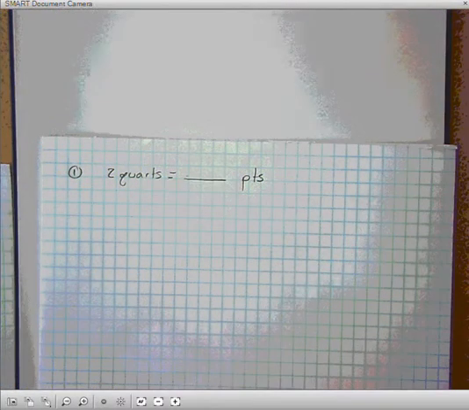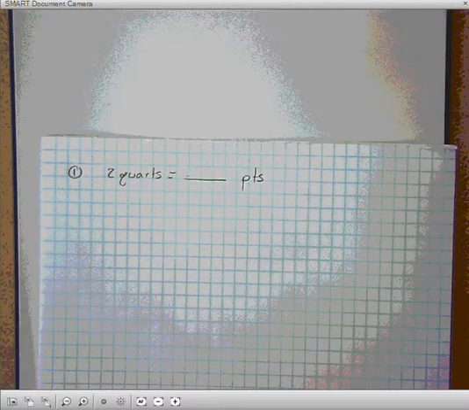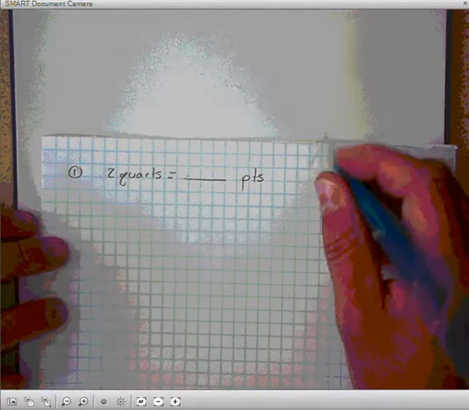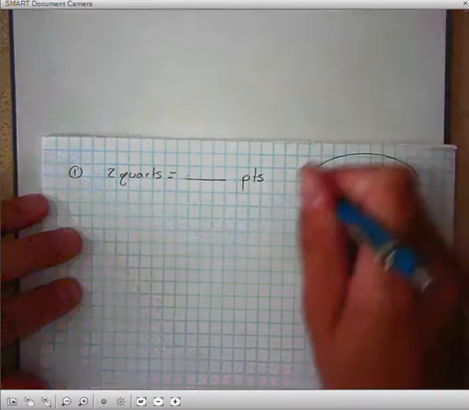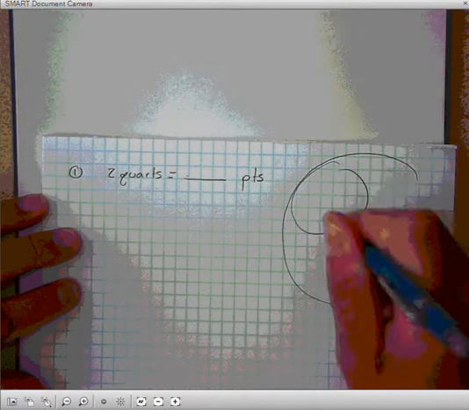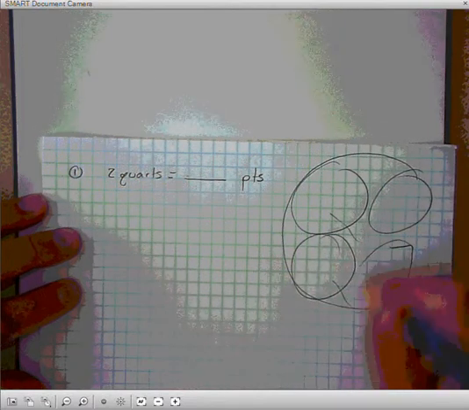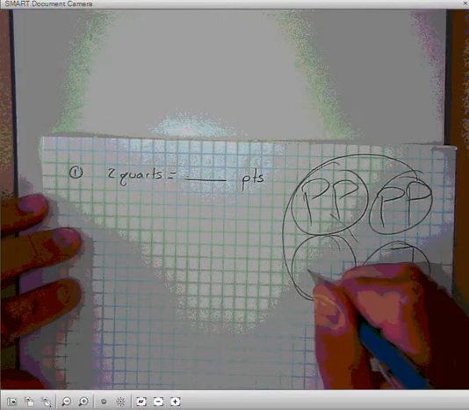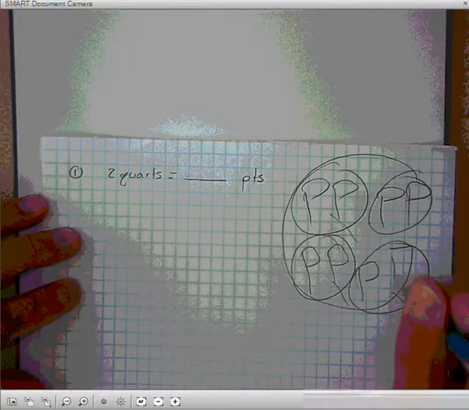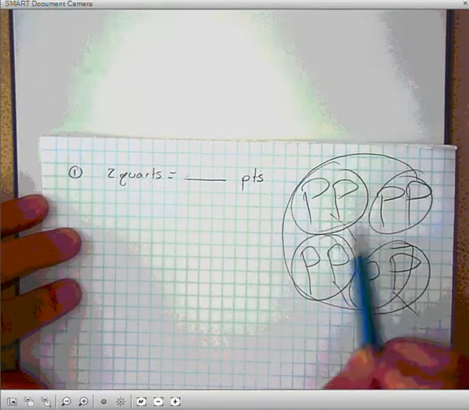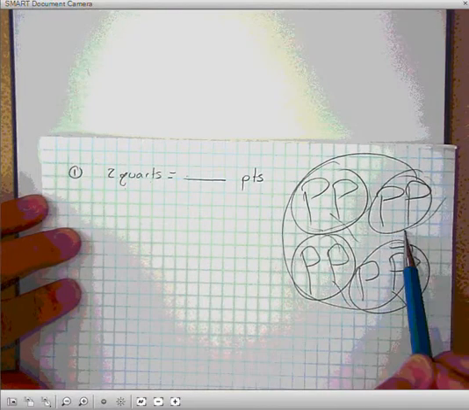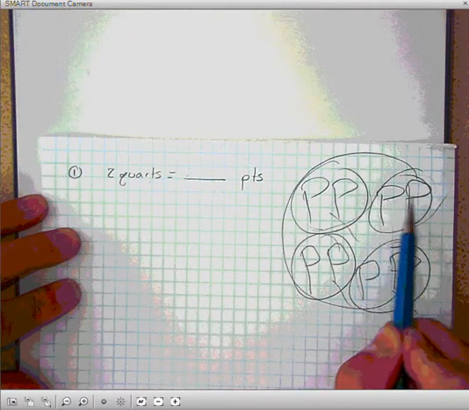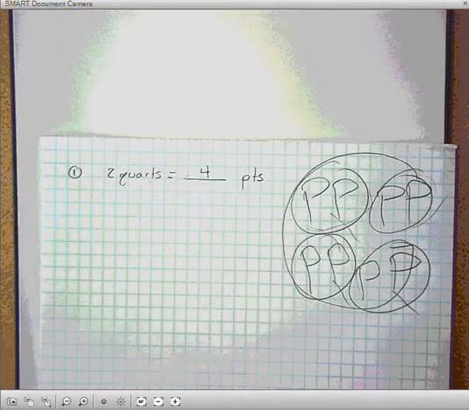Well, you might remember on our chart the quarts and the pints. On our chart, it'd probably be easier to just draw a new chart on the side over here. Quarts, pints. So in 2 quarts, there's 1 quart here and 1 quart here. There are how many pints? Well, we can just simply count them. There's 1, 2, 3, 4. So the answer is 4 pints.